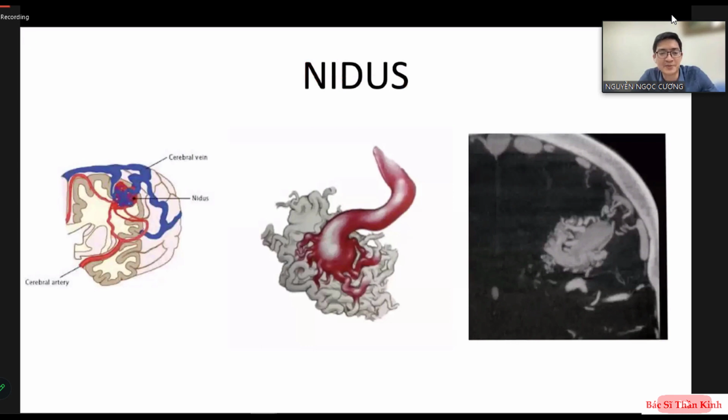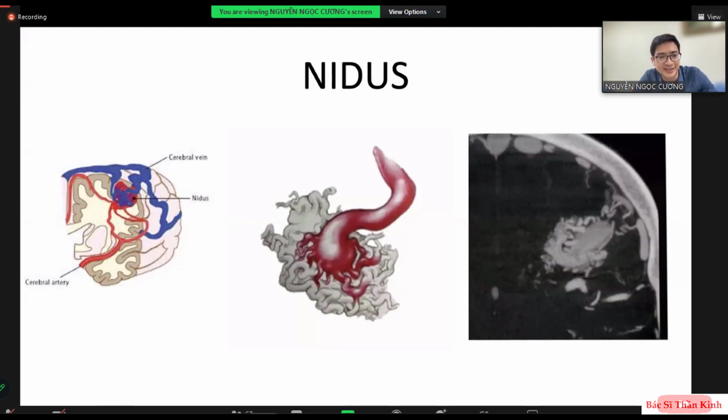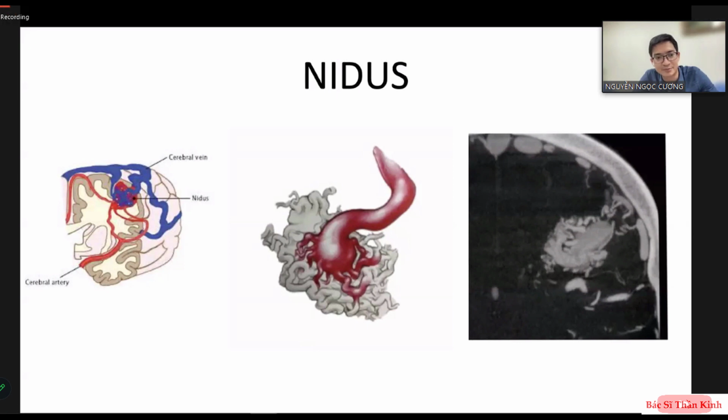So the most important part of the AVM is the nidus. I think this is important for the interventional radiologist and also for the neurosurgeon, because only by controlling the nidus can the AVM be cured.